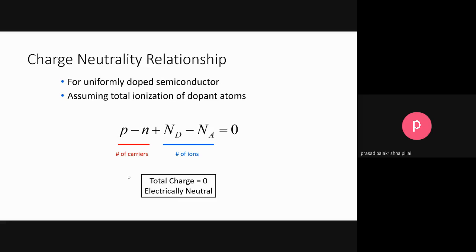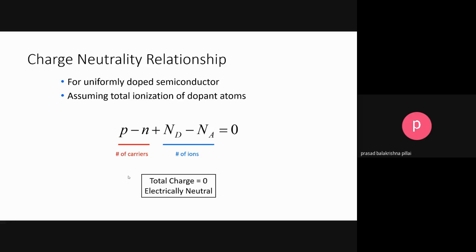So we can safely say that charge neutrality exists. Here we are assuming that when we say Nd, whatever impurities we have added, they are all ionized, because we have seen that the ionization energy is very small. So at room temperature, all these donors and acceptors will be ionized. Even though we are adding them as neutral atoms, within the material they will be ionized.